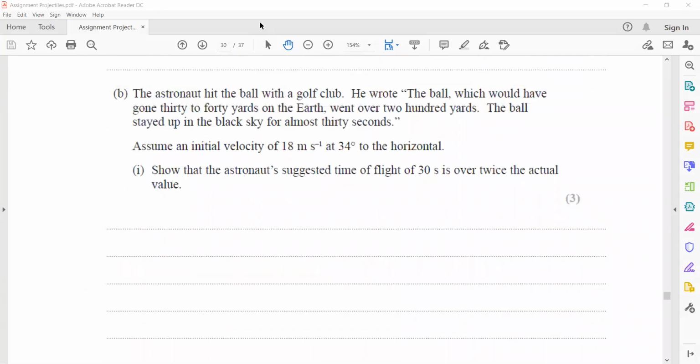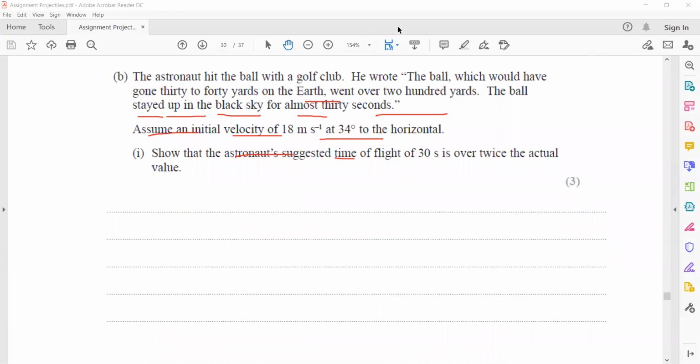So basically what they mention here, the astronaut hit the ball with a golf club. The ball, which would have gone 30 to 40 yards on Earth, went over 200 yards. The ball stayed up in the black sky for almost 30 seconds. Like this is the duration, the time. Assume initial velocity is 18 with an angle of 34. Basically, we need the range. So how to get the range?